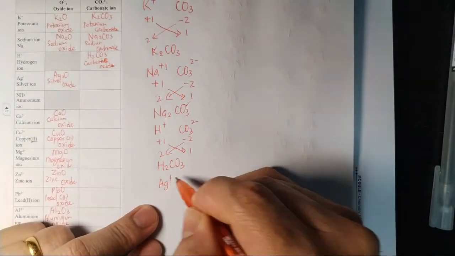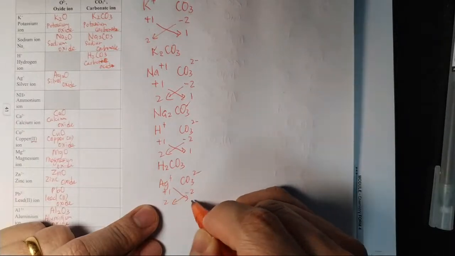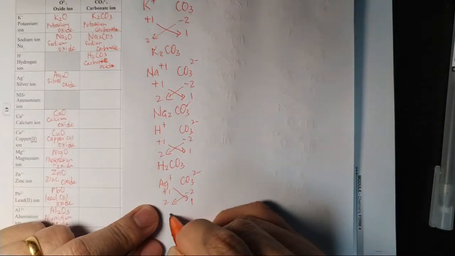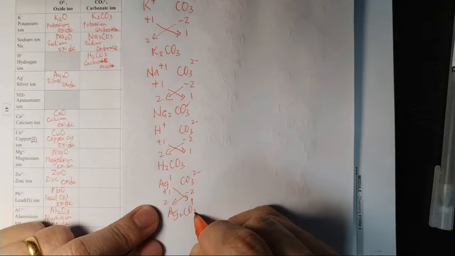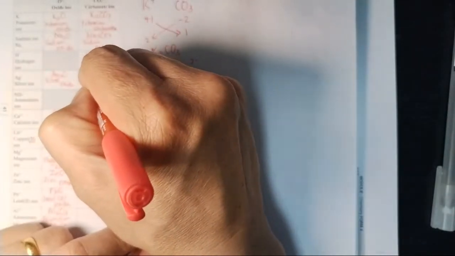Okay, then silver carbonate. Silver carbonate. So positive 1, negative 2. So 1 silver carbonate. Ag2CO3. Okay, silver carbonate.